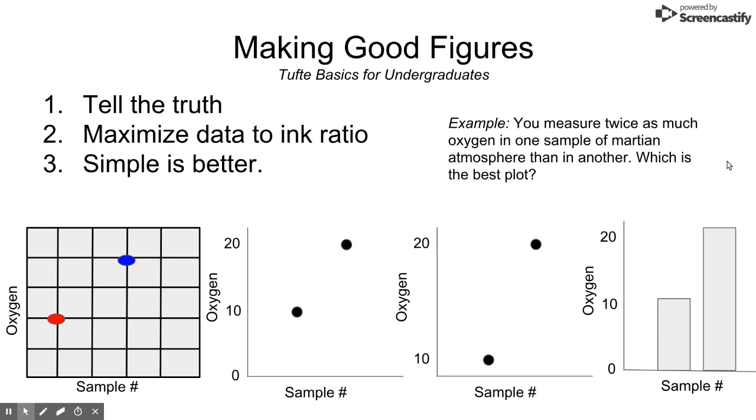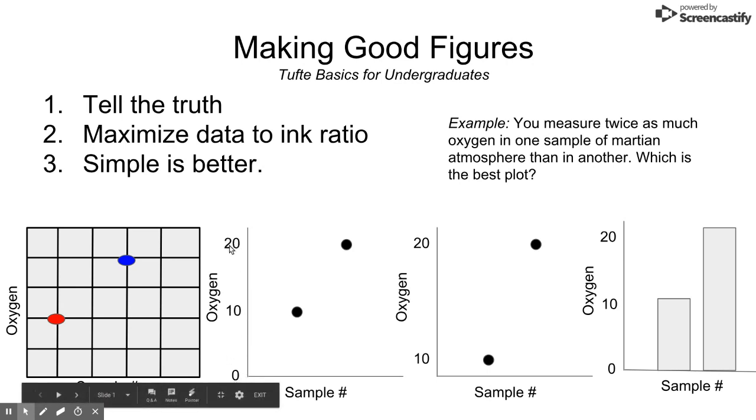You measure twice as much oxygen in one sample of Martian atmosphere than another. Which is the best plot? So let's look at this first example over here. We've got oxygen and sample number, but we've got really dark lines. We've got no axes over here, just really, really dark black grid lines, and then two large points with different colors, but it's not clear what the colors mean. This is this idea of there being a lot of ink going on here, and very little of it is dedicated to the data.